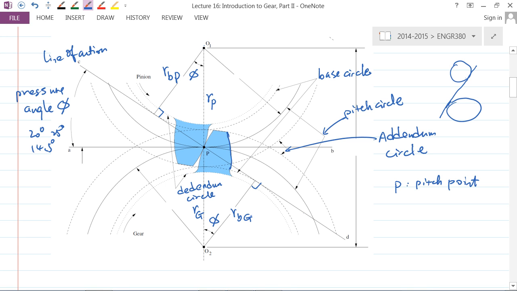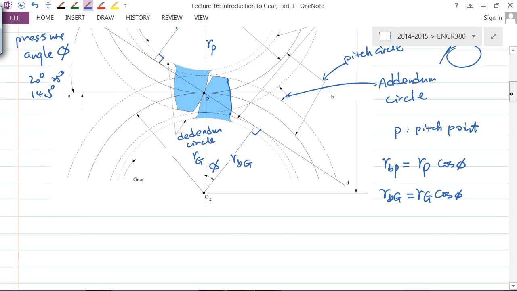So what is the connection between the base circle radius and the pitch circle radius? This is the right triangle here, so very simply, RBP equals RP times cos phi, or RBG equals RG times cos phi. That's a very important connection: the base circle radius and the pitch circle radius.